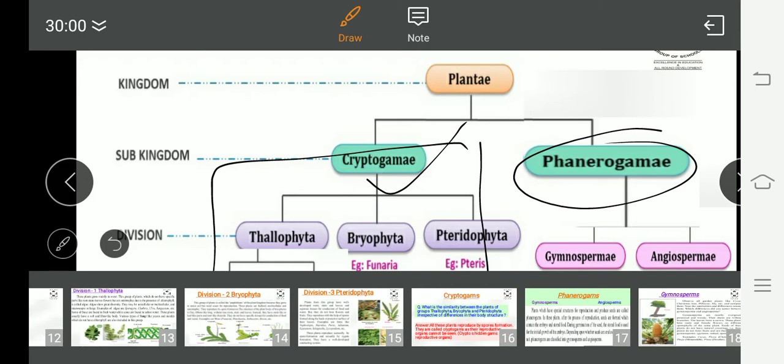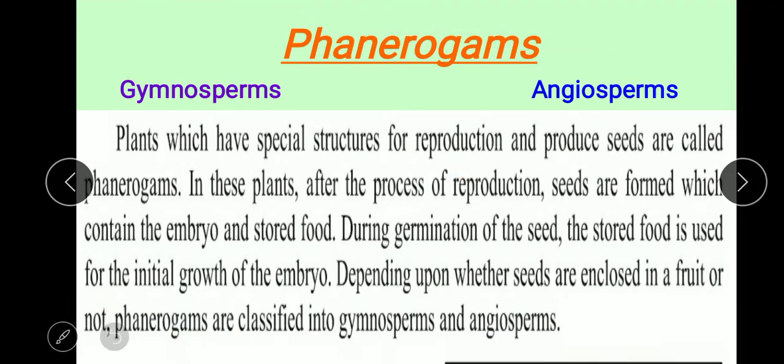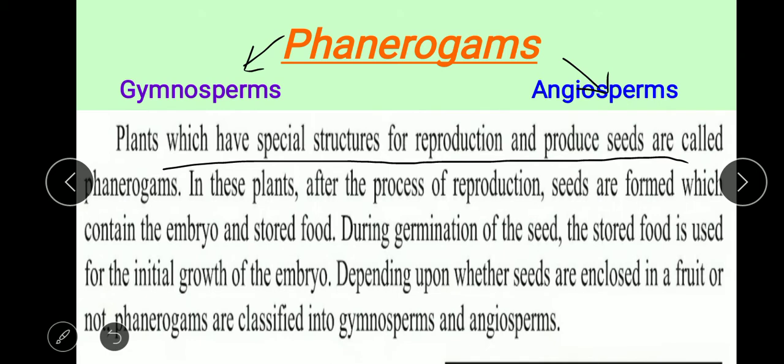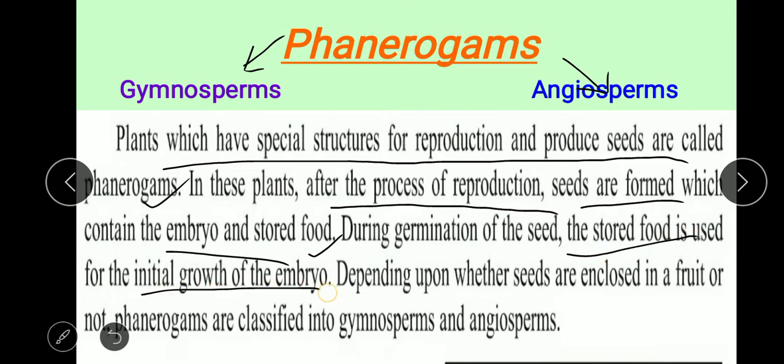Students, when we talk about phanerogams, they have two subdivisions: gymnosperm and angiosperm. Plants which have special structures for reproduction and produce seeds are called phanerogams. In these plants, after reproduction, seeds are formed which contain the embryo and stored food. During germination of the seed, the stored food is used for the initial growth of the embryo.